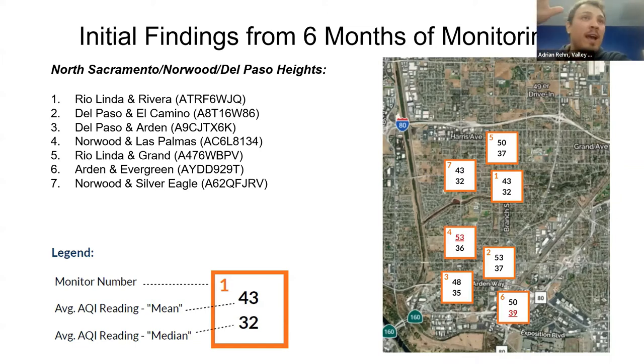So we don't really have a lot of data or information about what a lifetime of living next to a 53 AQI compared to a 43 AQI. It doesn't seem like a big difference, but over the course of a lifetime, who knows? And so this is a really kind of new field of research. You can go to the next slide.